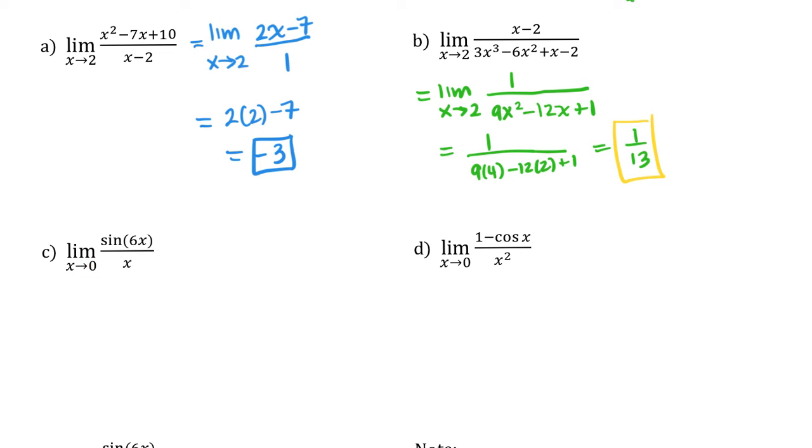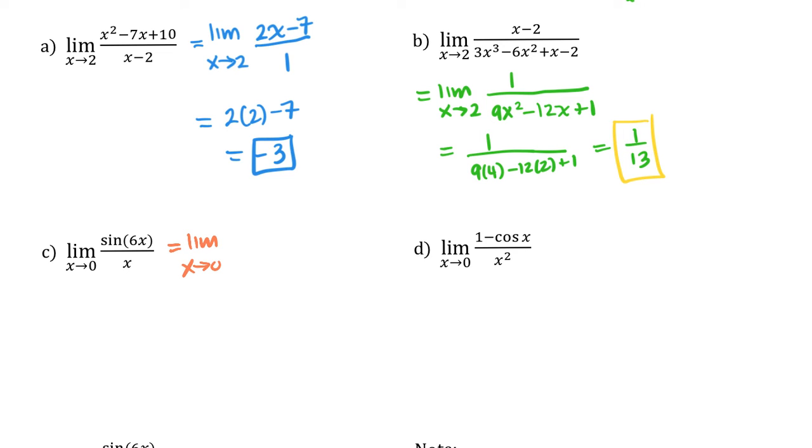6 times 0 is 0. So the sine of 0 is 0 over 0. We learned an identity to address this. Some of you struggled with that identity. So luckily, we have another way of evaluating it. Since it's a fraction, I can take the limit as x approaches 0.